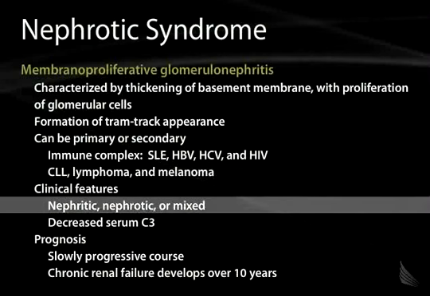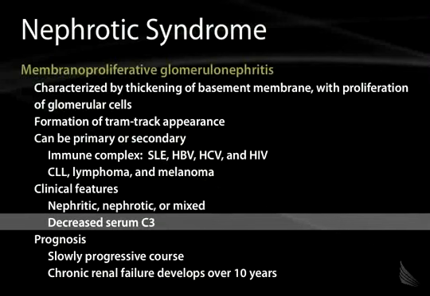The clinical features of this disease are both a nephrotic syndrome and a nephritic syndrome. We've already told you what a nephrotic syndrome is, where you spill protein into the blood. Nephritic syndrome we'll describe in a few minutes, but this can have either a nephrotic or a nephritic picture, or it can be mixed with features of both of those diseases. You characteristically see decreased serum C3 complement protein in this particular disease because it's consumed in forming these immune complexes.